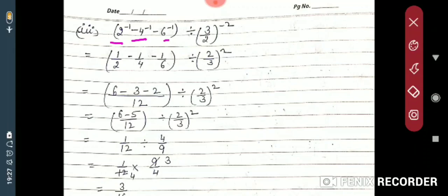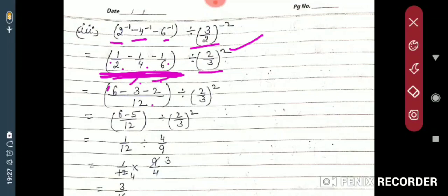Now just see, all the powers are negative. What will we do? We will do the reciprocal. 1 upon 2, 1 upon 4, 1 upon 6 and 2 upon 3, okay, to the power 2. Here the powers are in the form of 1, so it will remain as it is. Now bracket. First what will we solve? Bracket. Yes. So the LCM of 2, 4, 6 will be 12. 2 6s are 12, 4 3s are 12, 6 2s are 12.